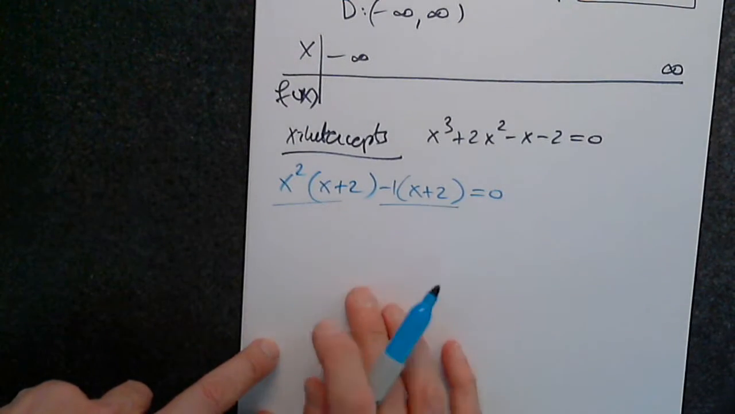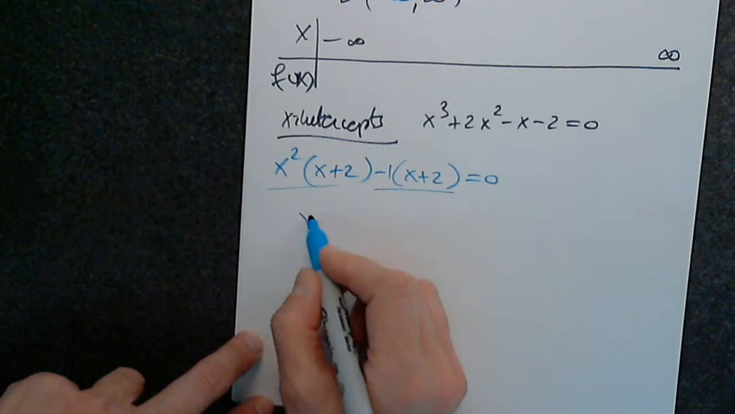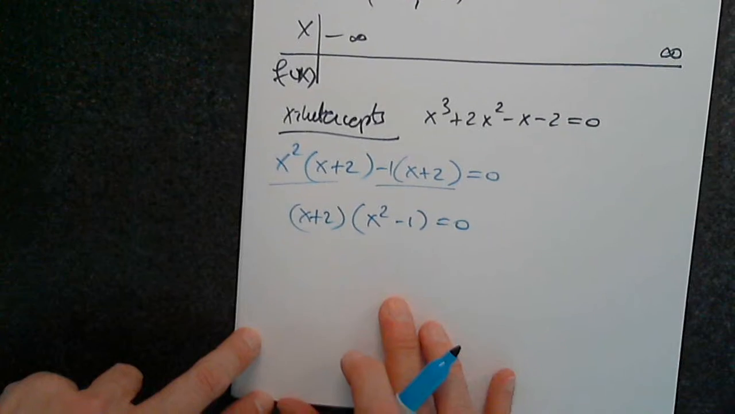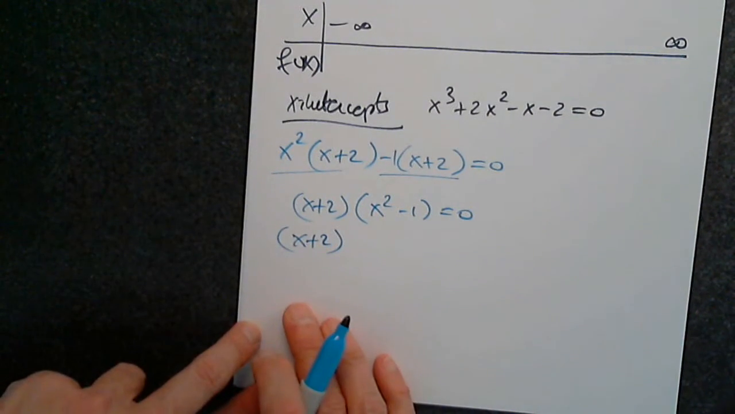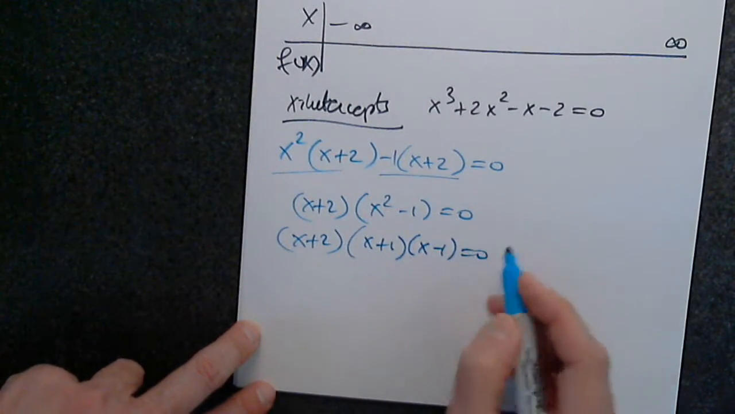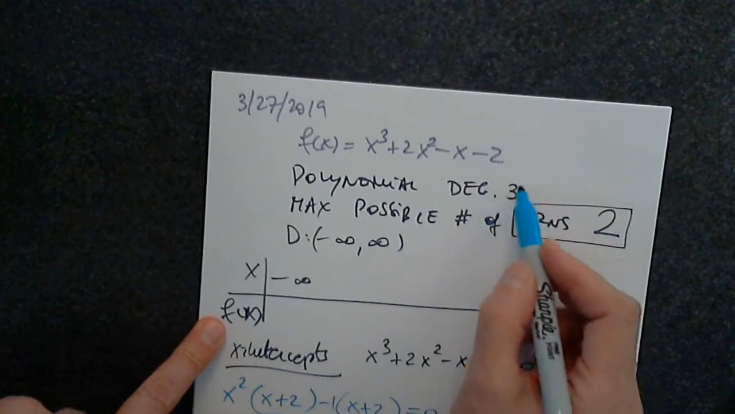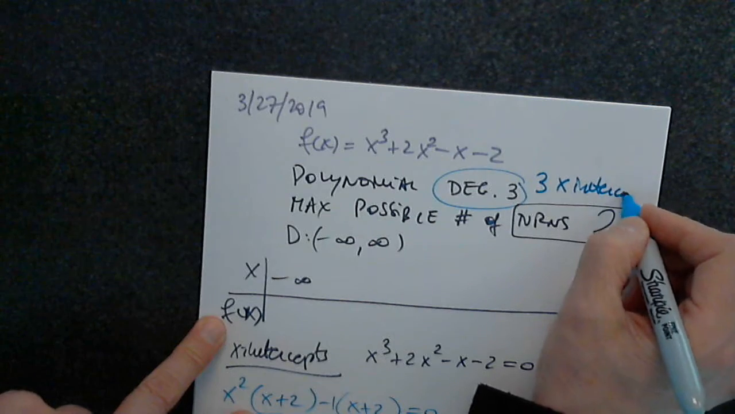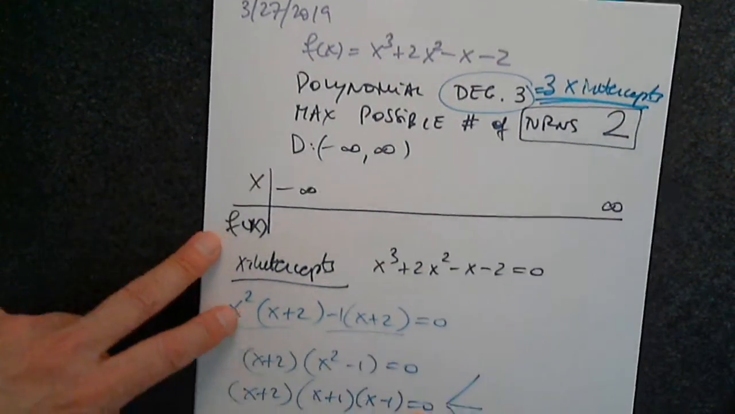So from these 2, we can pull out a common factor, which is x plus 2, and then x squared minus 1. And then we know how to factor x squared minus 1. We did this on the first day of classes. Very good. X plus 1, x minus 1. It happens that I have to write exactly, so if you want to write it here, degree 3, 3 x-intercepts. Always. Even if they're all the same.